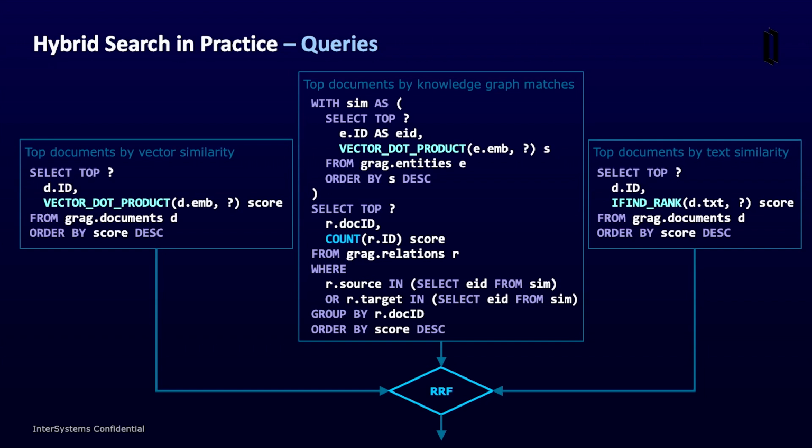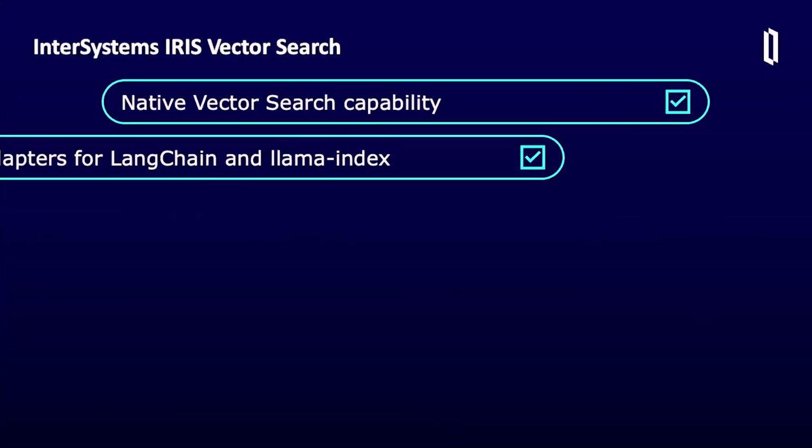Depending on what your question is, depending on what your data is, depending on what you need to do with your application, you might have a different mix of those strategies, use just one of them, and they all come together down at the bottom. That's a reciprocal rank function, which is just a different way to combine those in a mathematical way.